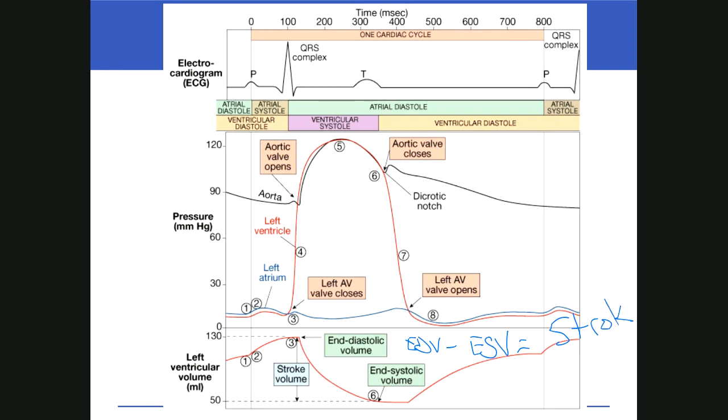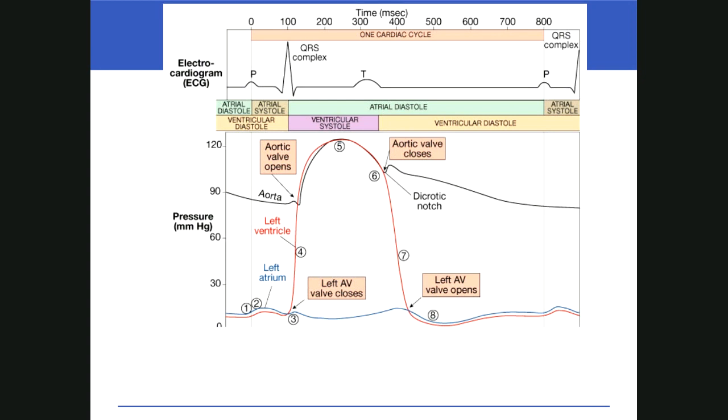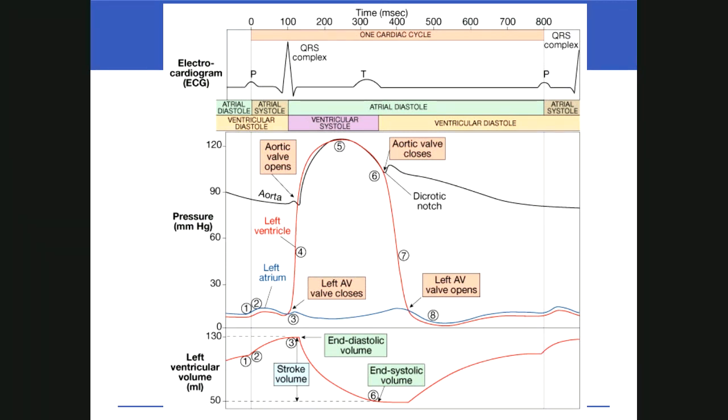The stroke volume. So what is the stroke volume for this person, for this beat? What is this stroke volume? We just take 130 and subtract what from it? 50. And so we get 80. So that means that with this beat, this person pushed out 80 milliliters of blood.